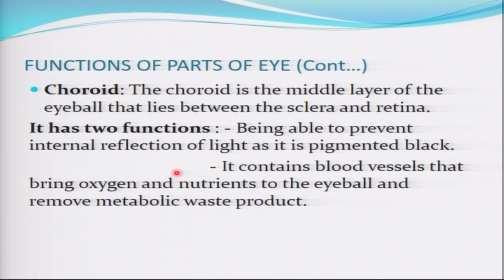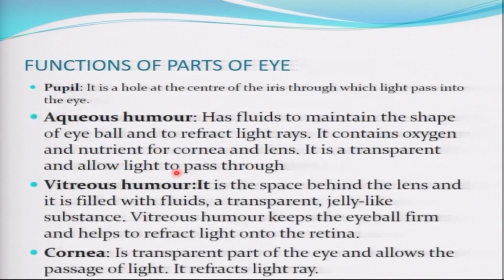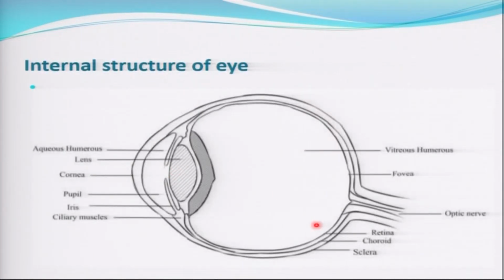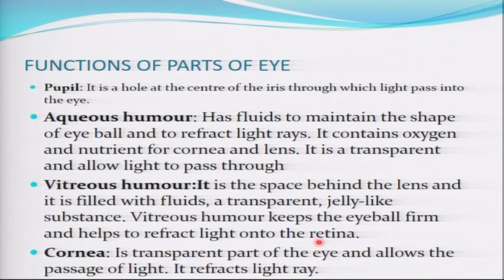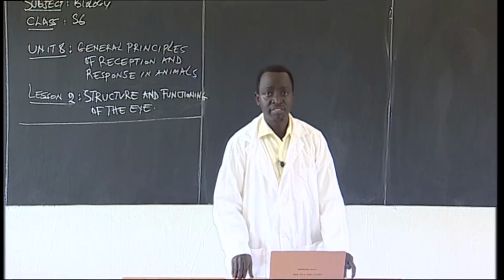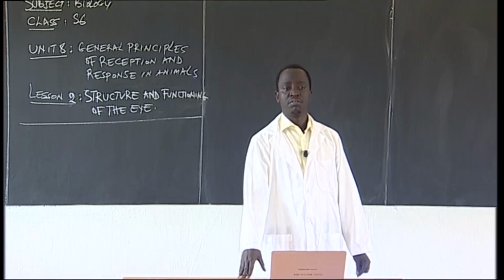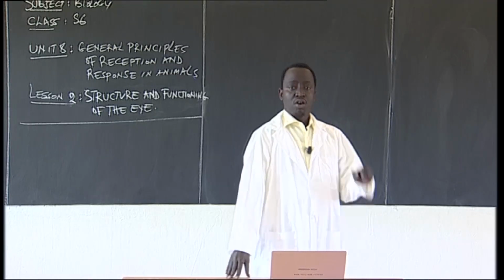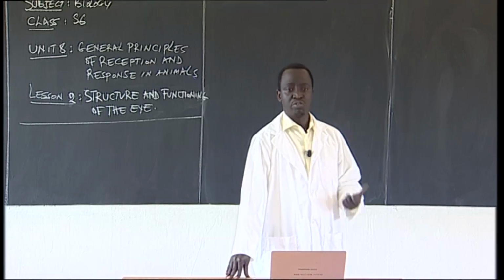So what is the importance of this? It is here. You can see on the diagram. You see, this is choroid here. So what is the importance of this one? It has two functions. It is the one that prevents the internal reflection of the light, as it is pigmented black. When the light has reached the inside of the eyes, it cannot be reflected back because choroid is there. Choroid also contains what? Blood vessels.